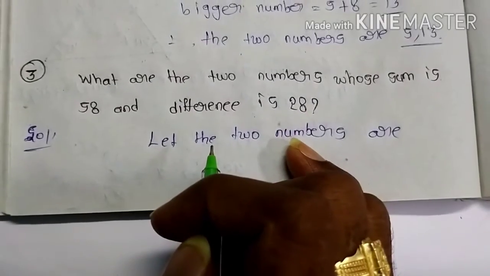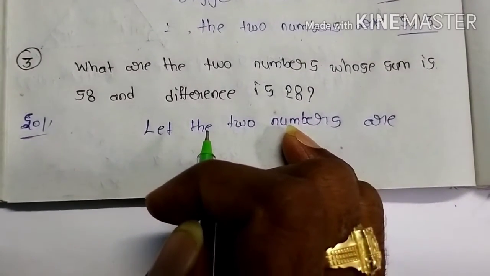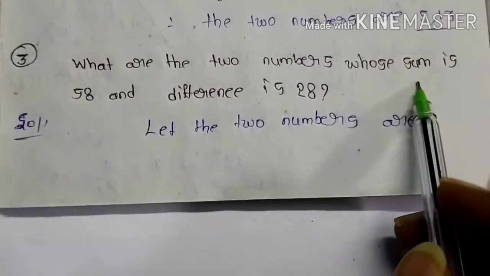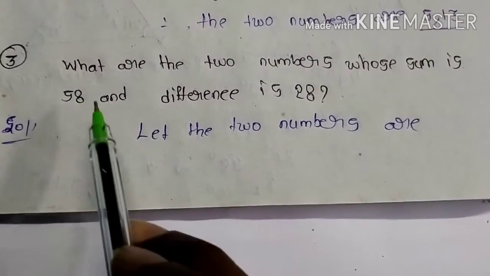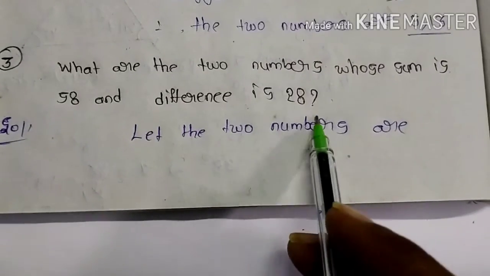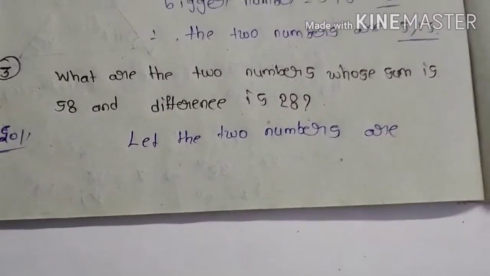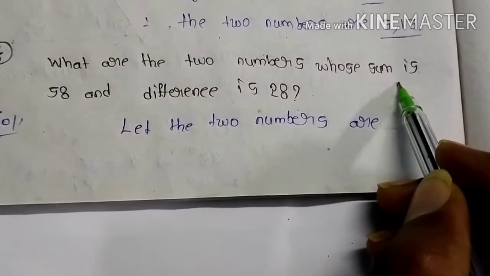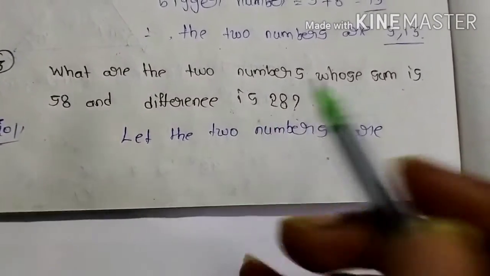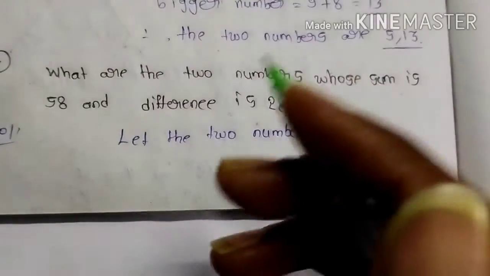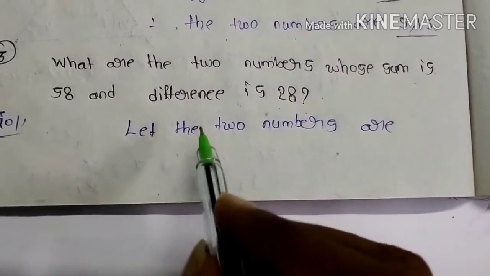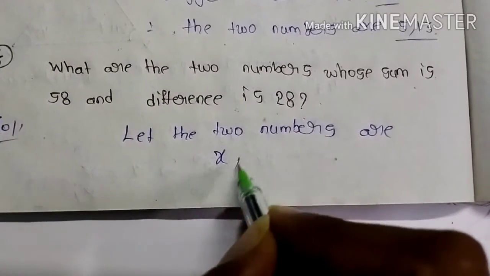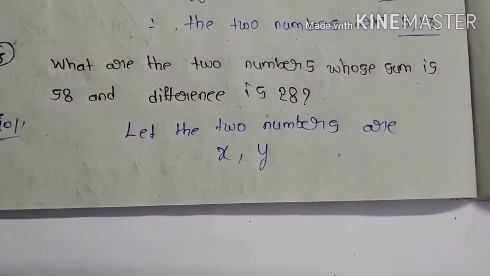Now you can see here exercise 2.2 question number 3. See here, what are the two numbers whose sum is 58 and difference is 28? See here, sum is 58, difference is 28, but we don't know which are the two numbers. So that purpose I am taking here, let the two numbers be x comma y.